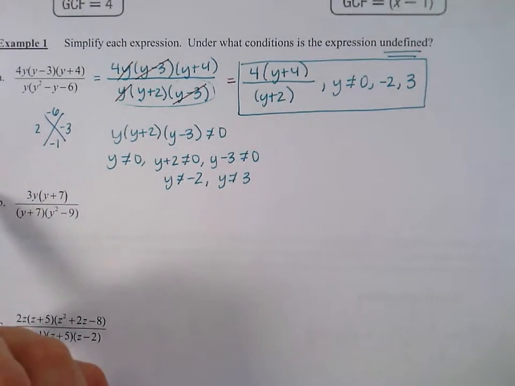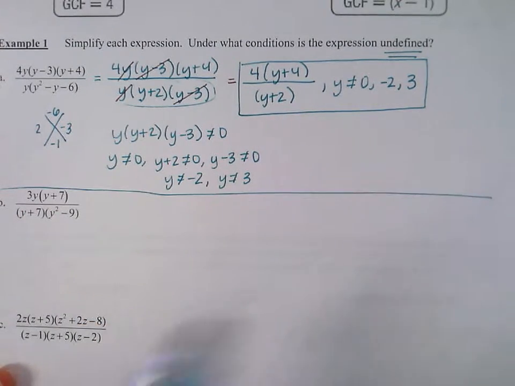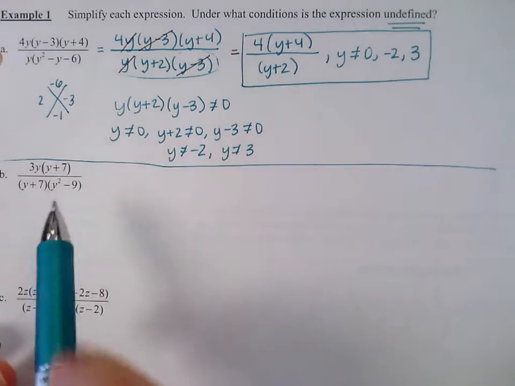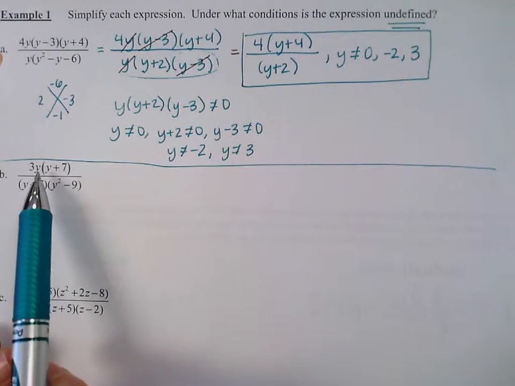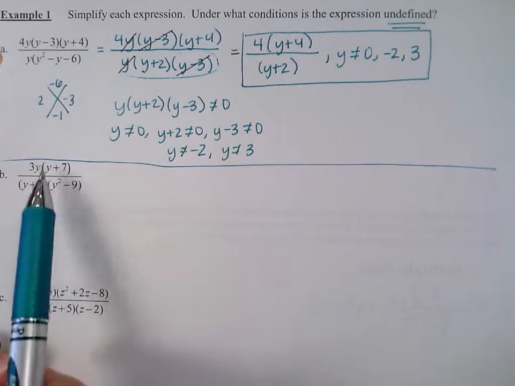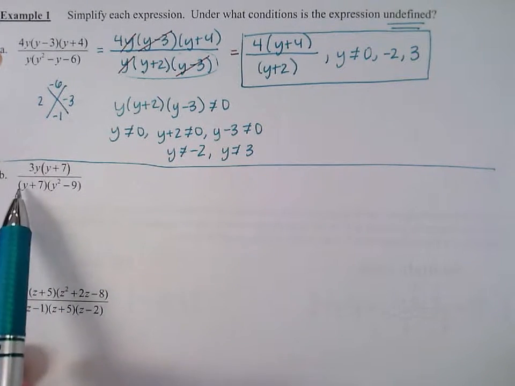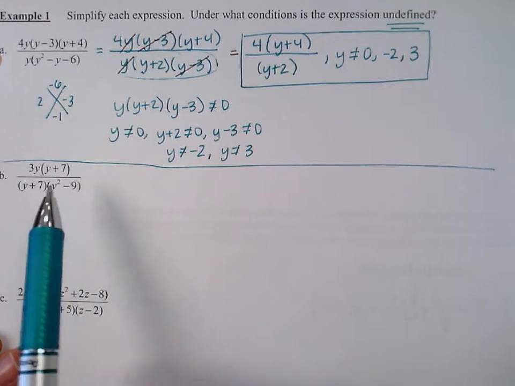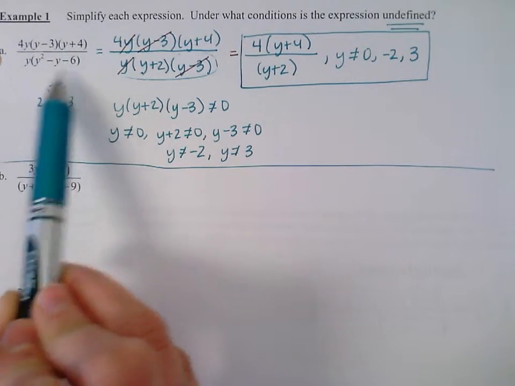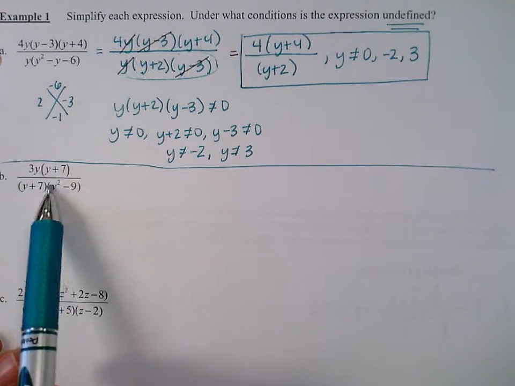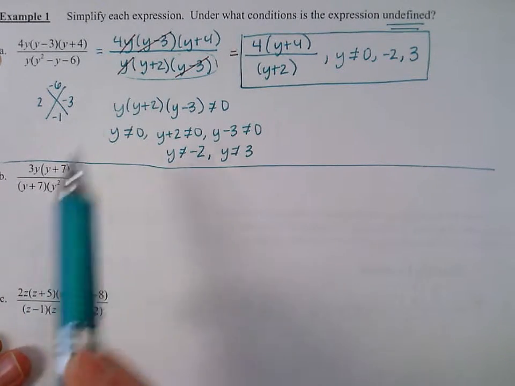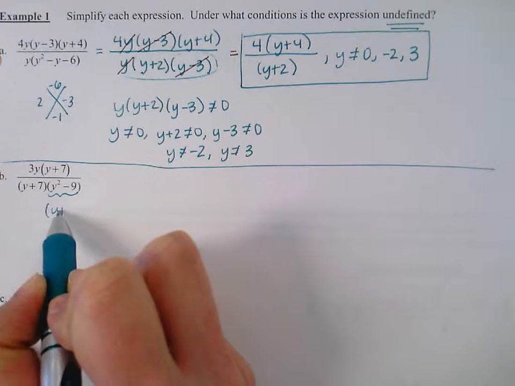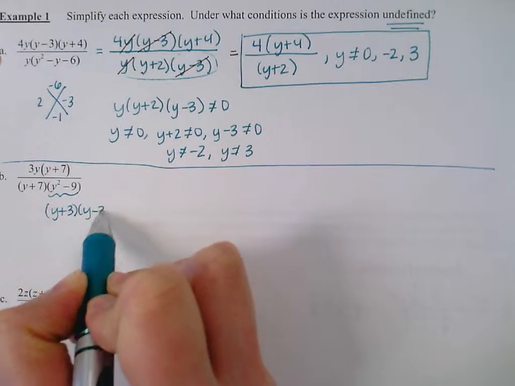Okay, so I have a couple other examples. If we look at example B, same idea, but just to give you extra practice with it. Again, determine if you can factor anything in the numerator or denominator. Numerator is already factored. Denominator, I see I have y squared minus 9. It's not a trinomial, so I'm not using the diamond, but this is a difference of perfect squares. So remember that this factors into y plus 3 times y minus 3.